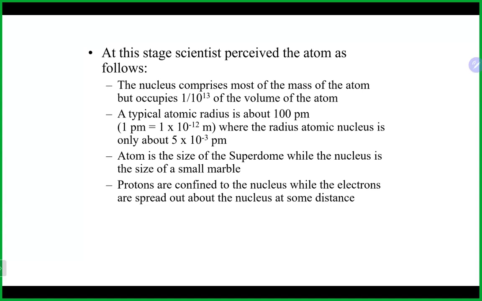Protons are confined to the nucleus, while electrons are spread out in that empty space, sometimes referred to as the electron cloud, around the nucleus. Again, they are traveling in a random motion, as we'll talk about. With a particle like an electron, you really don't know at any given point in time exactly how it's traveling or where it's located.